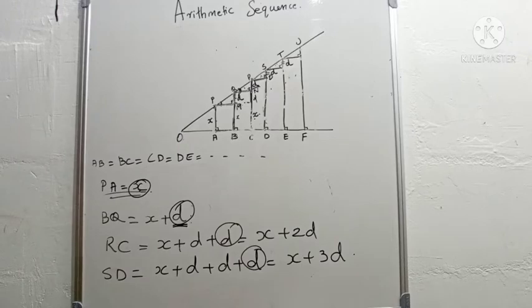Okay, children? So, what is the reason? Because here exists a common difference. Therefore, this one is an arithmetic sequence. The length of the perpendiculars form an arithmetic sequence. Okay.